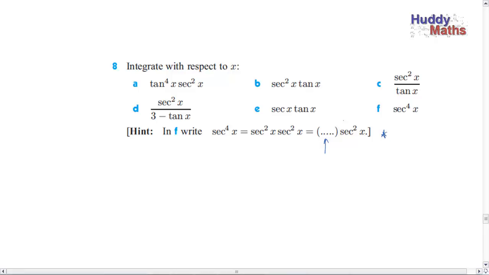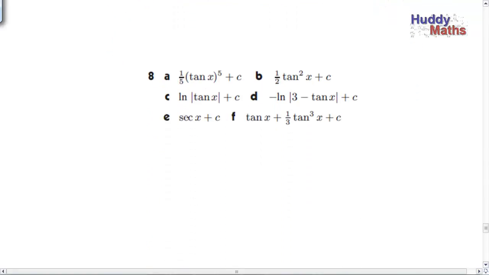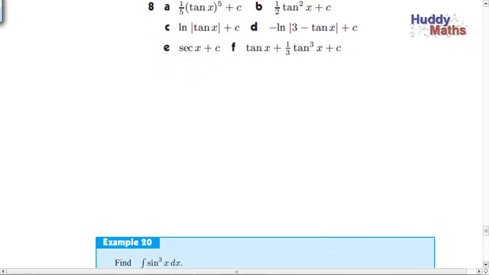Okay, have a go at these. You should try all of these. These are more like exam questions now. I'll show you the solutions. Okay, and there's the final answers to that set. And I hope you've had some success there.